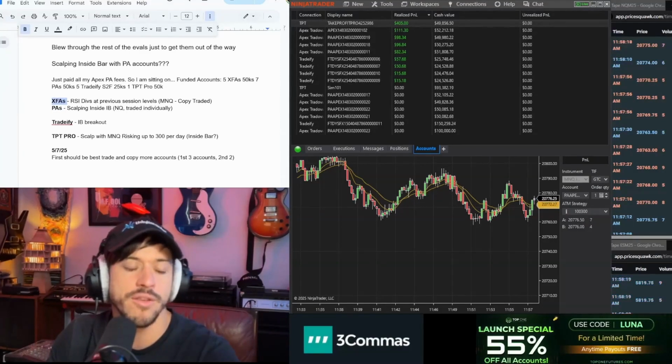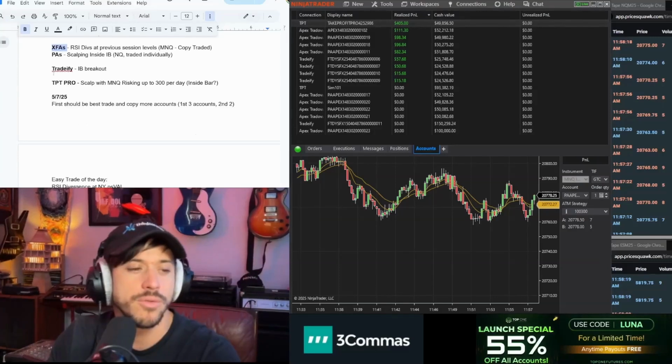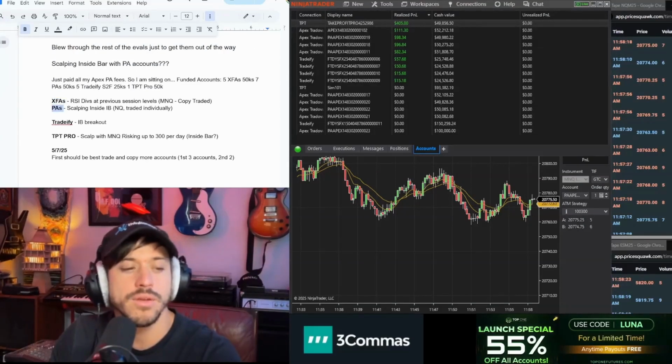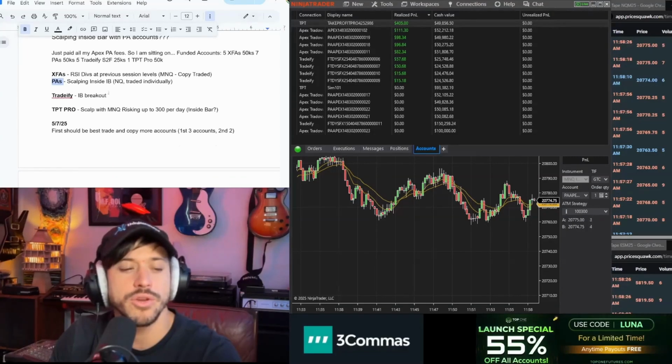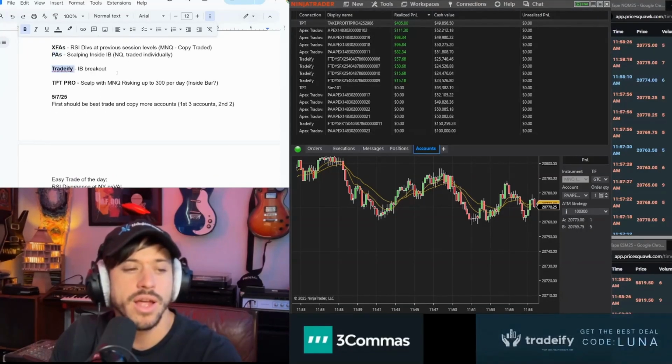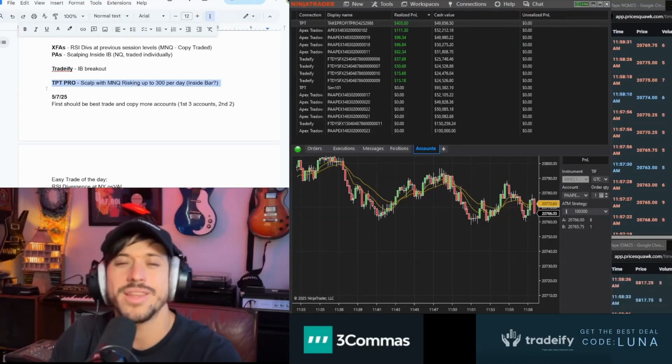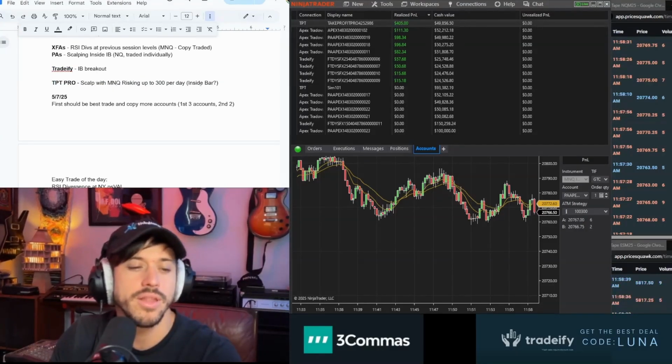XFAs, RSI divergences at previous day levels, risking like 300, targeting 300. PAs, scalping inside of the initial balance range. Tradeify, trading the IB breakouts, the initial balance breakouts. Take Profit Pro, scalping with MNQ, risking up to 300 per trade. Thinking about trying some different strategies there before, but now I'm doing it a little different.